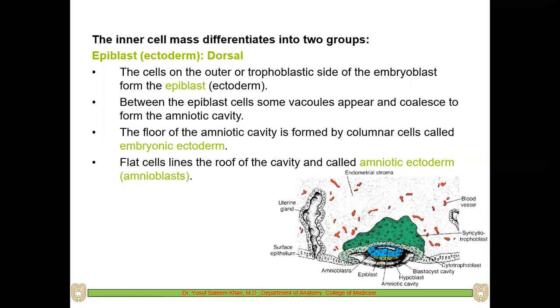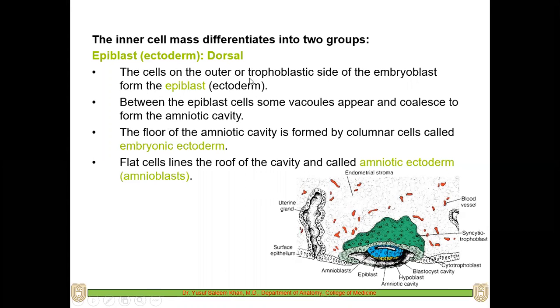Ectoderm means outside. Ecto means outside. So ectoderm means the outside layer, which will include the skin, the epidermis. The endoderm is the inner lining. So now it is differentiating itself. The epiblast will be differentiated into the ectoderm, which is on the dorsal surface.